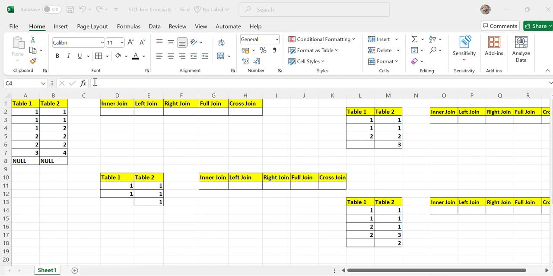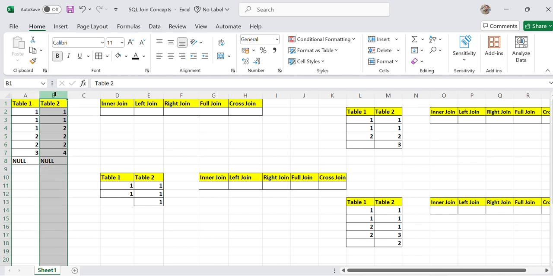Here, let's try to understand the question. First, we have two tables, table 1 and table 2. Table 1 has some different, repetitive or null values, and table 2 also has some repetitive or null values. We will show the output for inner join, left join, right join, full join and cross join. We will discuss all these five types of joins.